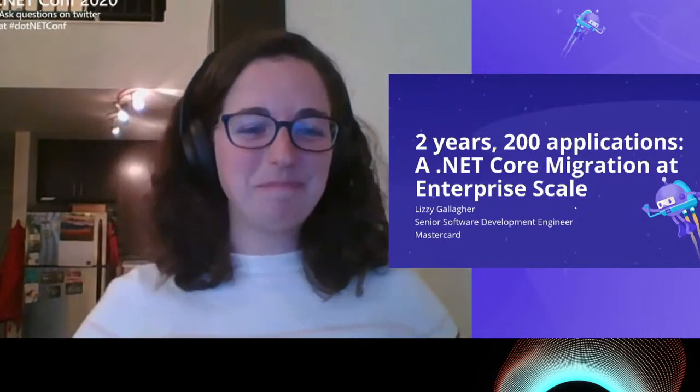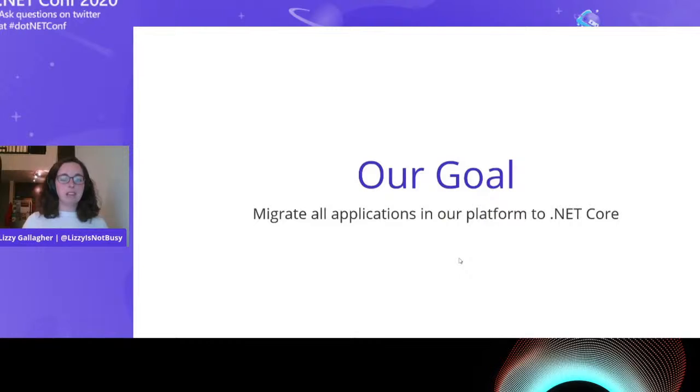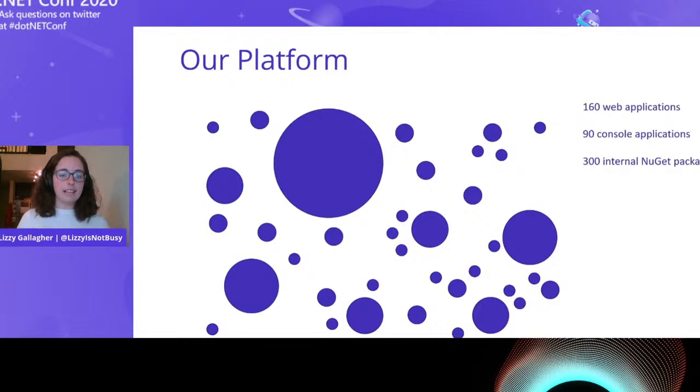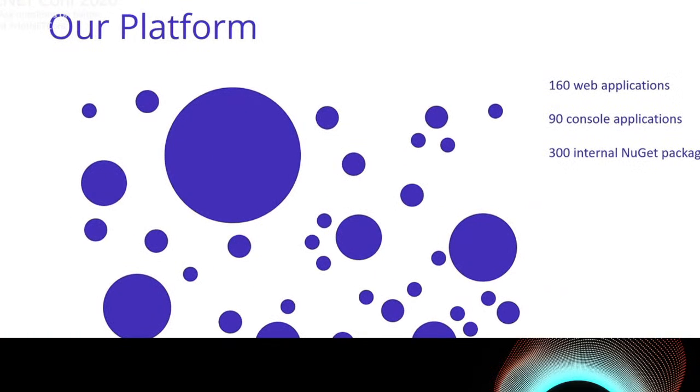All right, let's go. 2 years ago, my team, 5 developers, wrote down our goal, which was to migrate all applications in our platform to .NET Core. Let me provide some context on what I mean by our platform. This is an artistic rendering of our platform. It is a web of .NET microservices with 160 web applications, 90 console applications, and 300 internal NuGet packages.